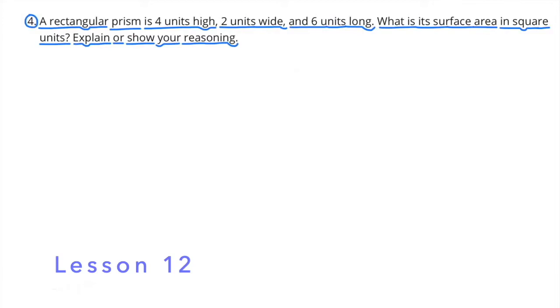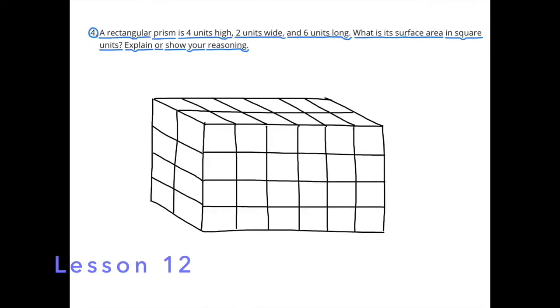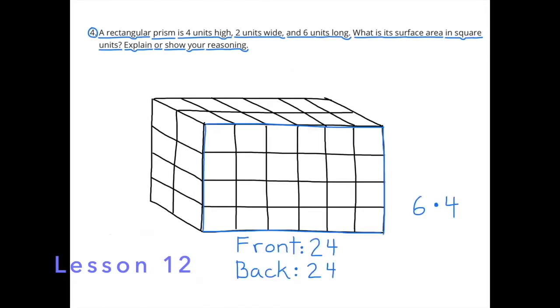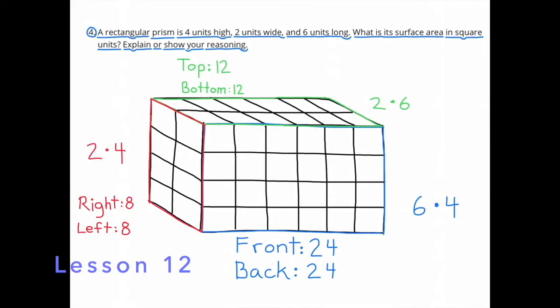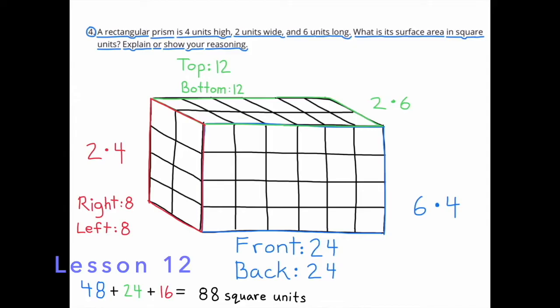Number 4. A rectangular prism is 4 units high, 2 units wide, and 6 units long. What is its surface area in square units? Explain or show your reasoning. Here I've drawn a rectangular prism with those exact measurements. The front has a surface area of 24 square units, and so does the back. The top and the bottom both have a surface area of 12 square units, and the right side and the left side each have a surface area of 8 square units. All combined, the rectangular prism has a total surface area of 88 square units.